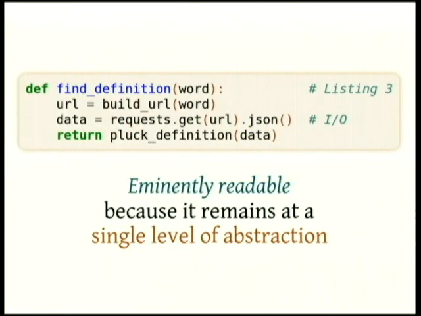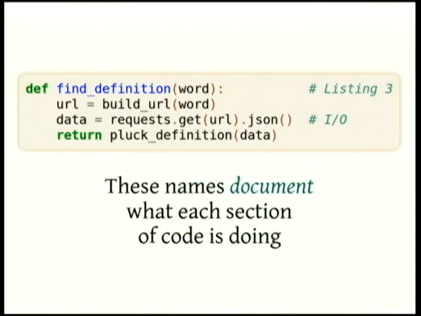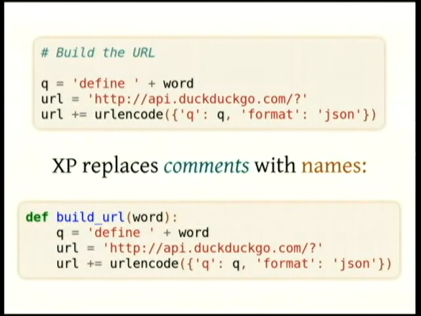It's very readable because instead of blocks of logic operations, I now have names for them. Build URL, pluck definition from this data: they document what each section of code was doing. The first listing had no documentation for what those series of operations did. This should remind you a little bit of the extreme programming movement from the late 90s, early 2000s, where they said that if you ever see a piece of code with a comment at the top, that's a sign that you actually have what wants to be a function.